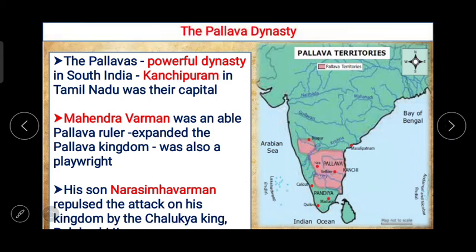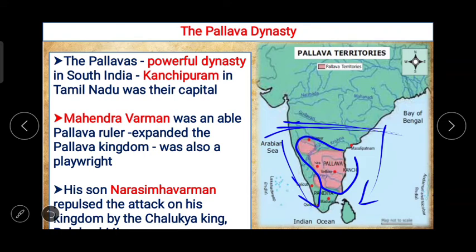On the screen now, Pallava dynasty. The Pallavas were also a powerful dynasty in South India. Here, the heading of our today's topic is Ancient Kingdoms of the South. So we are talking about the kingdoms of the South only, but there also who came, who went, and who came after that, about that we are talking. So Pallavas were also a powerful dynasty in South India.